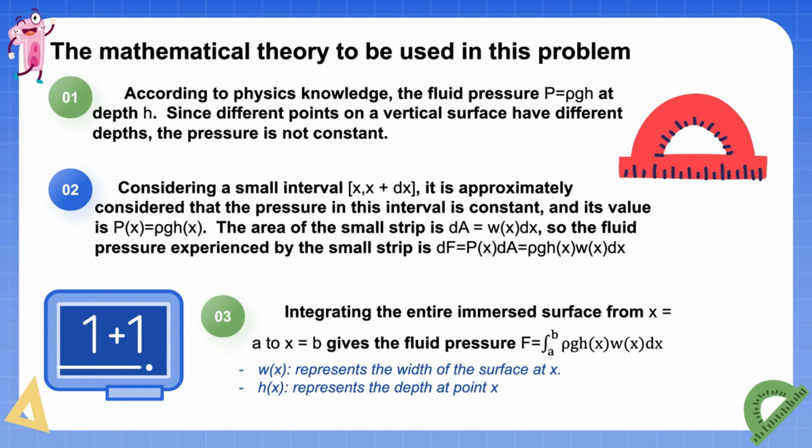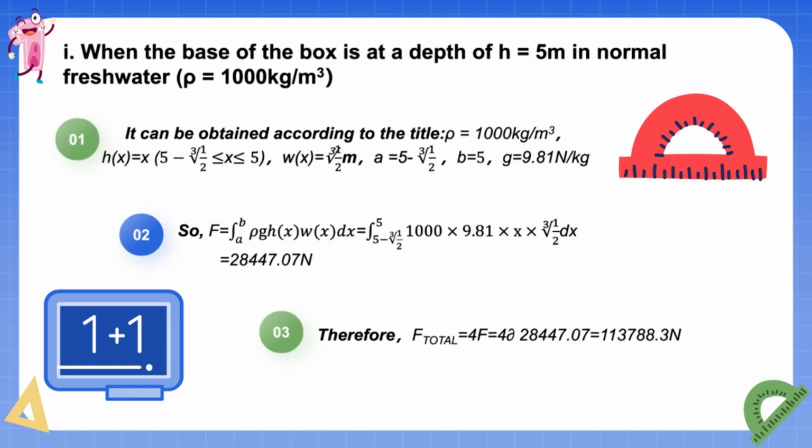As you can see, using a density of 1000 kilograms per meter cubed, we found the force on the wall to be 28,447.07 newtons. We then multiply it by 4 to get the answer for all the walls of the container. This gives us 113,788.3 newtons. This is the force on the walls at 5 meters.